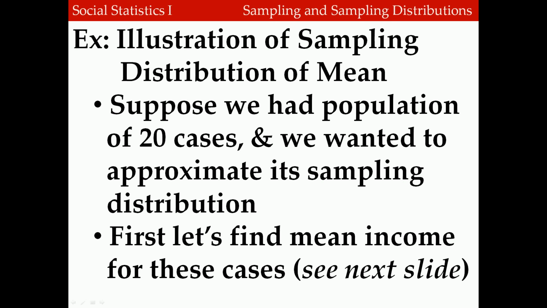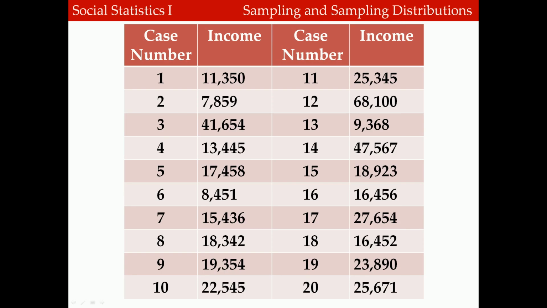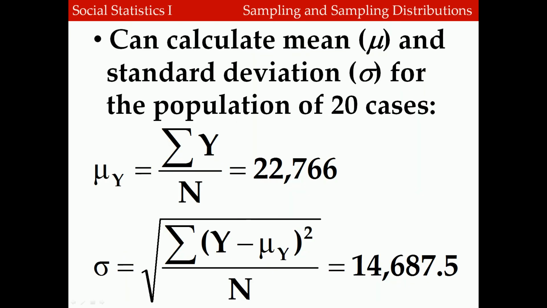Suppose we took our population of 20 cases and we wanted to approximate its sampling distribution. First, let's find the mean income for these 20 cases. That is the population mean. Suppose this data set showed the incomes for all 20 cases. To find the average income, we take all of the values for all 20 cases, add them together, and divide by n, which is 20 in this case. That gives us our population mean income. In this case, it comes out to 22,766.